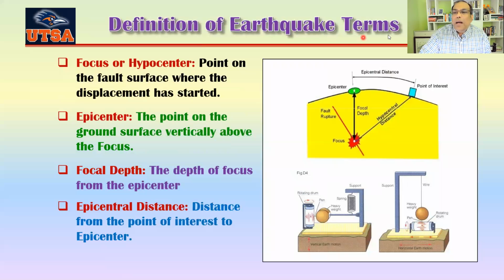Now, these are some of the terms that you need to remember. Where this one occurs, here, actually this fault is slipping away. So that's the location inside the earth. This is the earth surface here. So we call that one the focus or hypocenter. If you go directly above that point on the surface, we call that one the epicenter. Okay. And this is the point of interest.